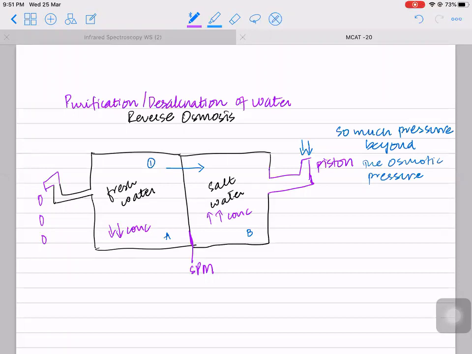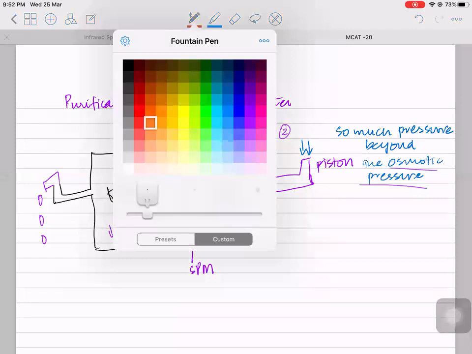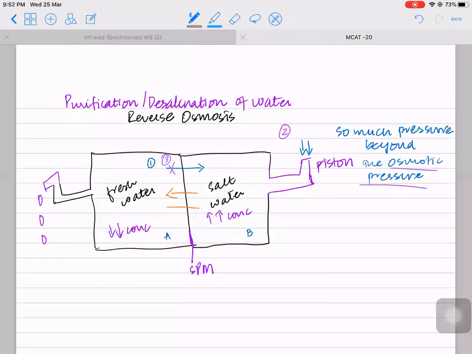So the first step was you were expecting osmosis to go from A to B, but that does not happen, because you apply pressure. When you applied pressure from A to B, the movement stopped. That was step 3. And now you apply so much pressure beyond the osmotic pressure that there will be reverse osmosis, and there will be movement of solvent from B to A.